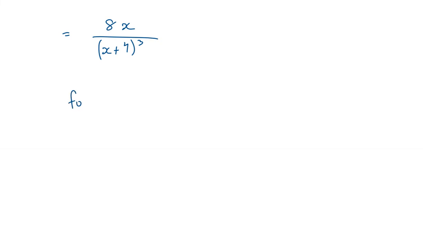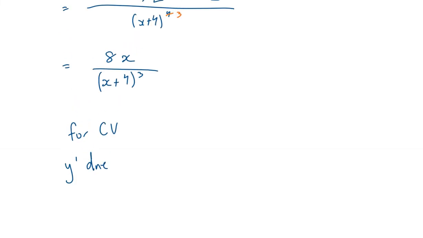So for critical values, we're done, right? We got the derivative done, we've got it cleaned up. For critical values, y prime does not exist. Well, this one, different from the first example, does have a place where it does not exist. This derivative does not exist at -4, where the denominator is equal to 0. Again, these are rules that you can very clearly and strictly outline for yourself. You're setting the top equal to 0, you're setting the bottom equal to 0, right?